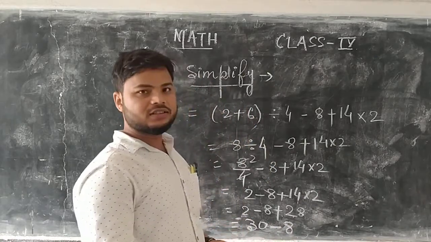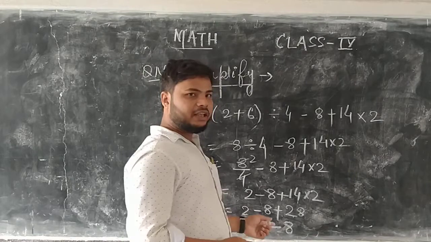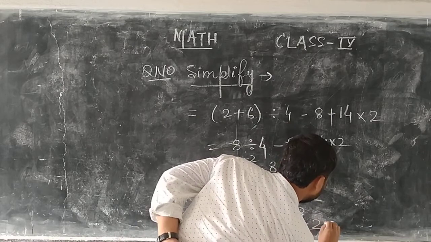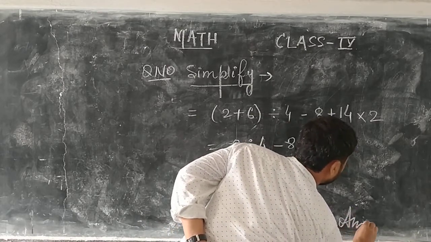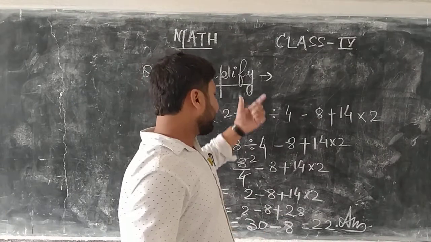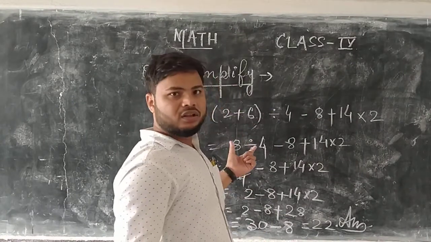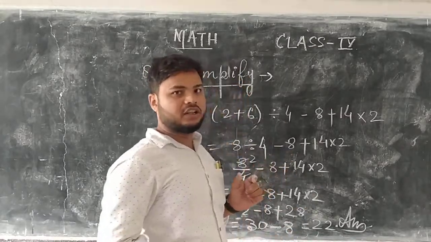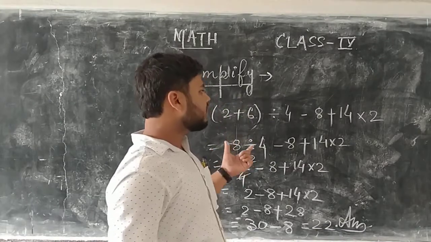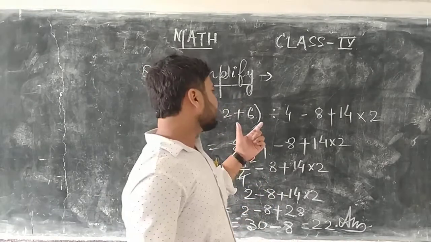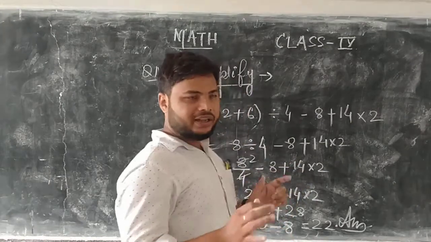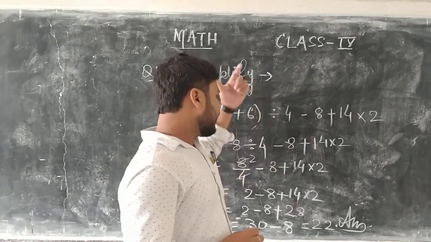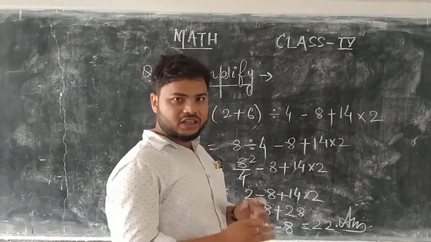Here the last work is subtraction. We will subtract 30 minus 8, and we will get the right answer of this simplification. 30 minus 8 is 22. We worked on this simplification on the basis of the BODMAS rule, and we get 22. If we follow the BODMAS rule while solving this type of simplification, we will get the right answer. Otherwise, we will not get a correct answer, as it is not a correct method. Always follow the BODMAS rule and proceed in this type of simplification.